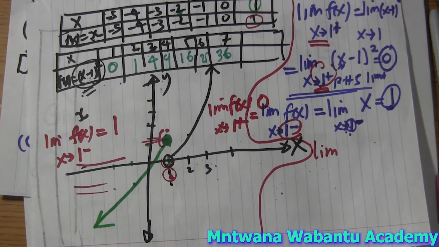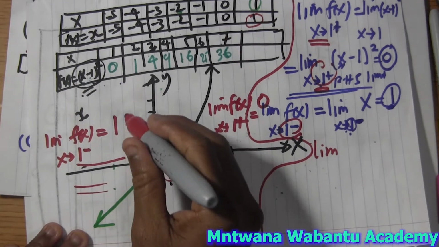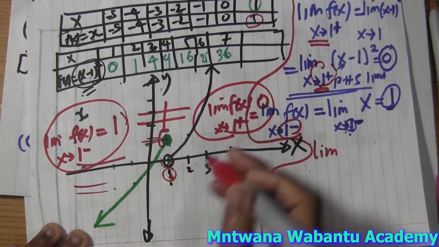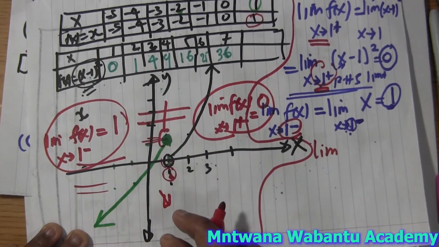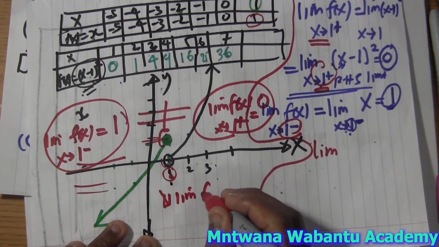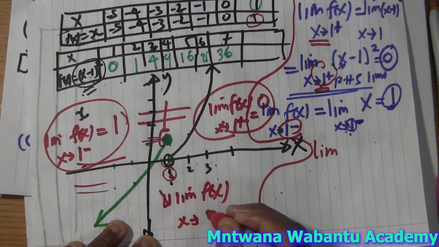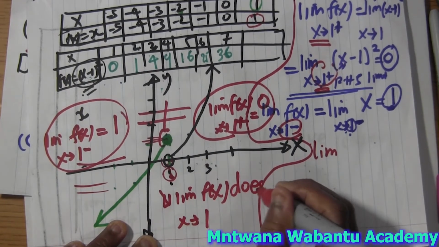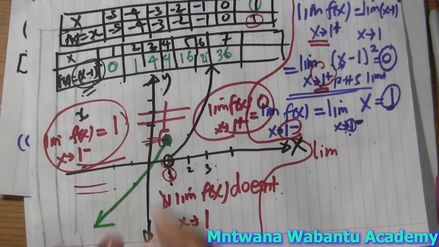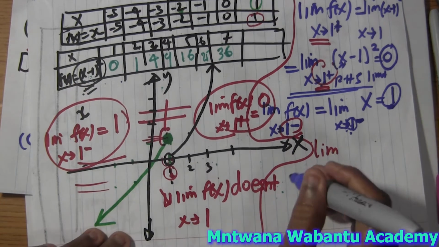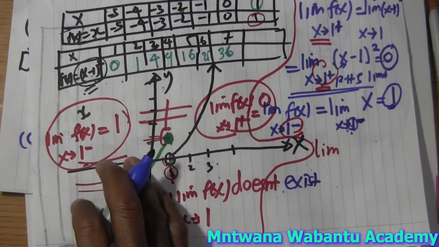And since the left-hand side is not equal to the right-hand side, since this is not equal to this, I'm going to conclude, but you have to write it aside, right? I'm going to conclude that the limit of f of x as x approaches 1, from the left and from the right, does not exist. It doesn't exist because these are not equal. But if they're equal, yes, it does exist.